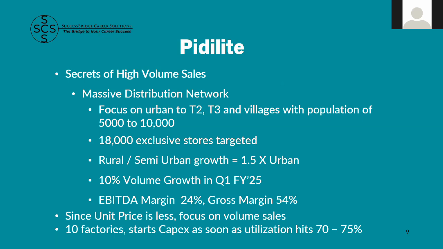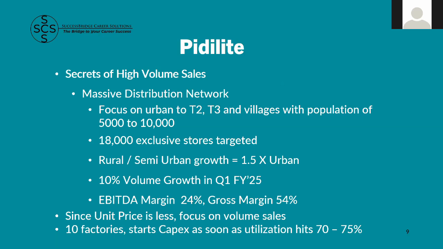So they have to focus like a laser beam. They have to focus on volume sales, and so that is sort of manifested in their strategy. So they have 10 factories, and as soon as the factory hits 70 to 75% capacity utilization, they prepare for increased production. So they start their capex for new expansion immediately.